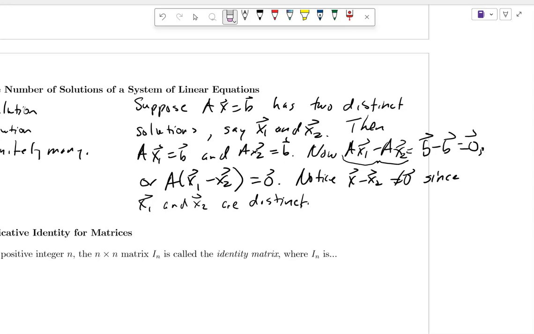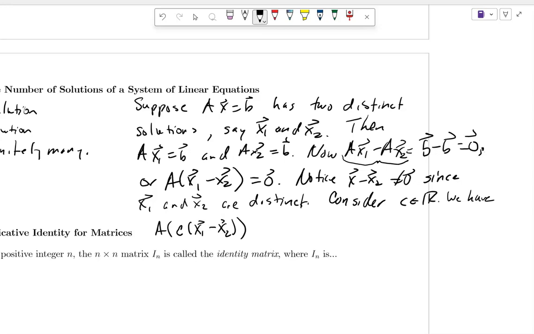So now let's consider any real number c. Let's multiply x1 minus x2 times c. As long as c is not 0, is that going to be 0? No. Okay. As long as c is not 0, that's not 0.